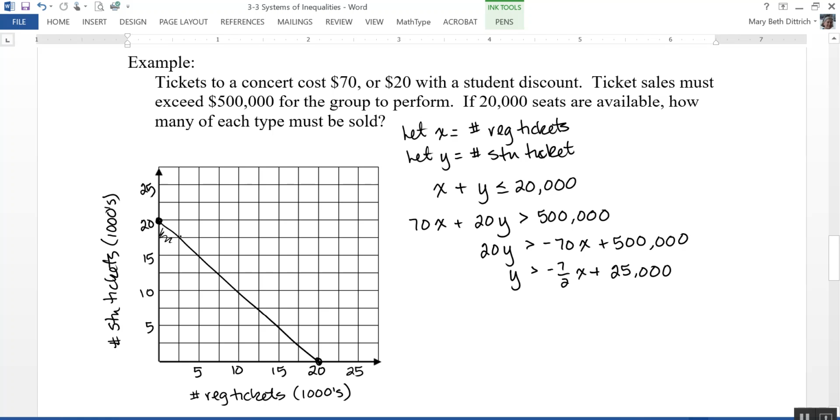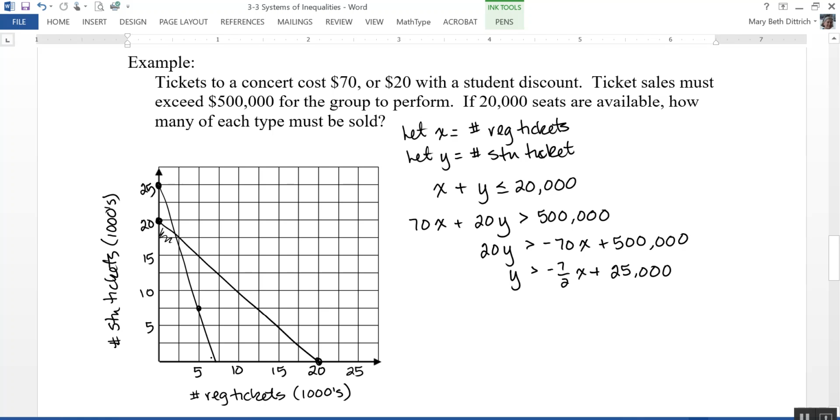For my second inequality, my y-intercept is 25. And I'm going to go down 7 and right 2. Did I do that right? 2, 4, 6, 7, and 2. I'm going to run out of room down there, so I'm just going to have to eyeball it. That's going to look something like this. Okay, I think that's about right.